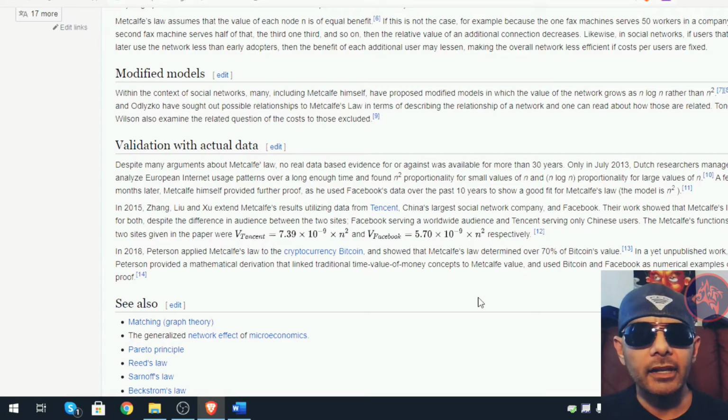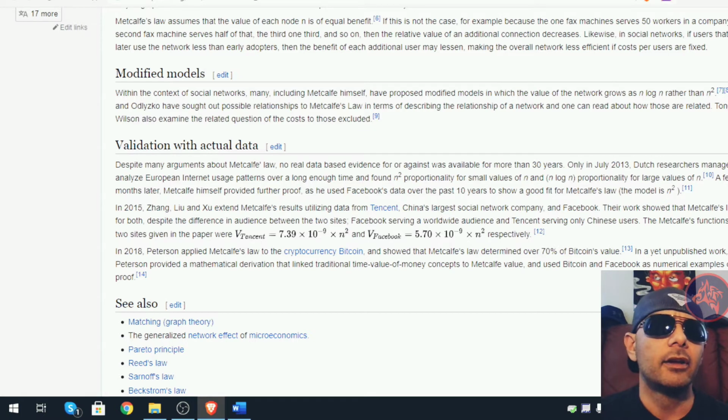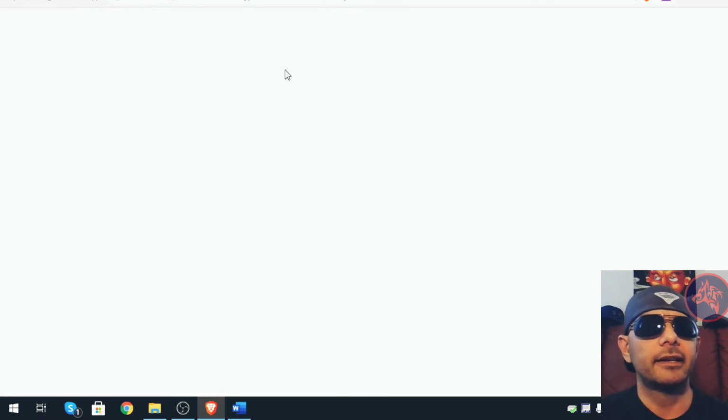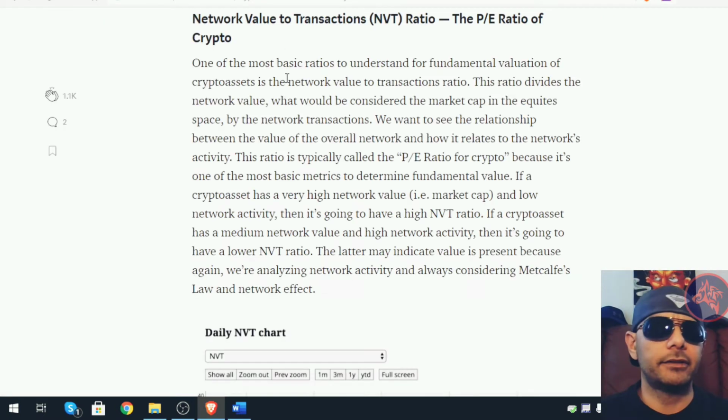And in 2018, they were able to figure out that 70% of its value came from Metcalfe's law, which is a great calculation, right? So that calculation is then moved into these indicators and these other P/E ratios for cryptocurrency.